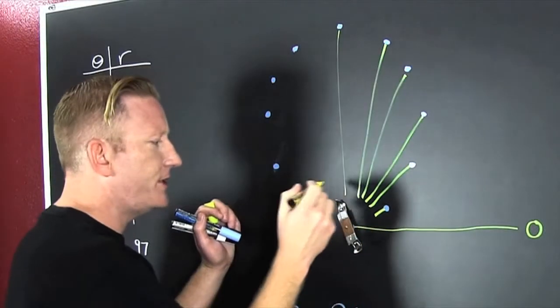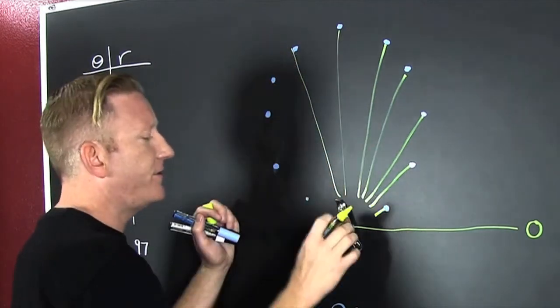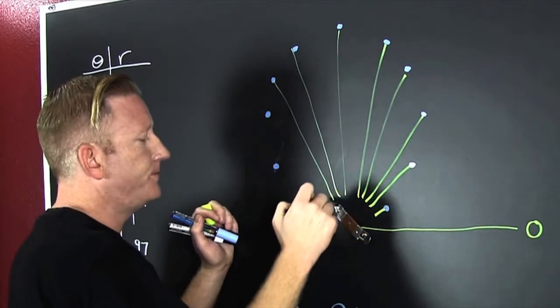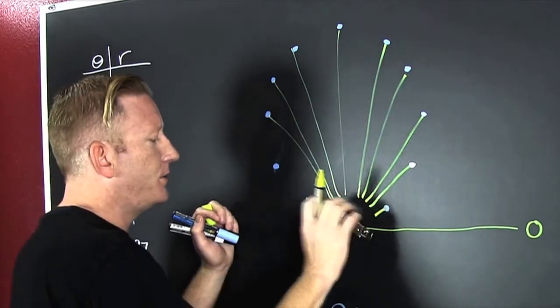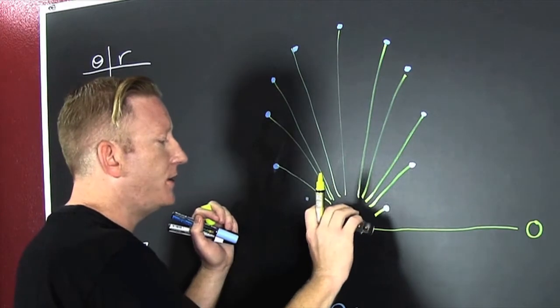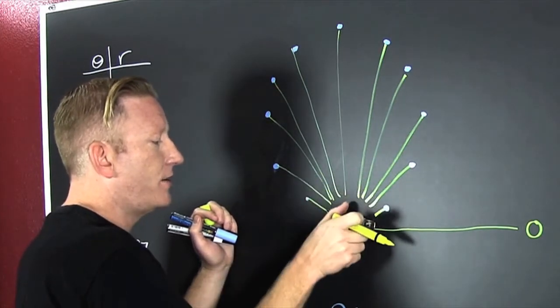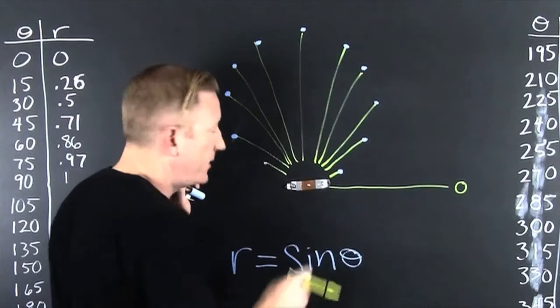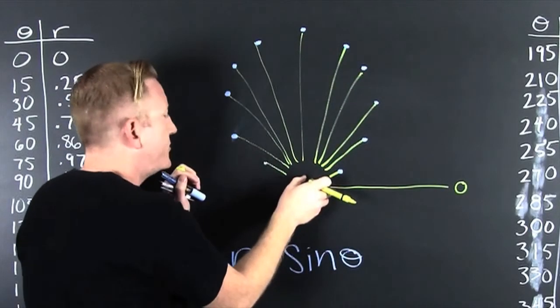So I'm keeping it in degrees. And now we're over here at 105, and now we're over here, and over here, and over here, and over here. 0 again. Now what happens after 180 degrees?